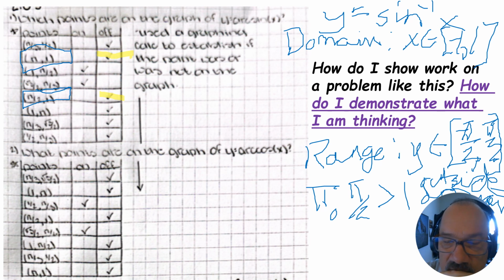Okay? So we can do this with the range as well. With the range, everything has to be between negative pi over 2 and pi over 2. So if anything is outside that range, and the (1, pi) is one of those, that one is outside the range. Okay?